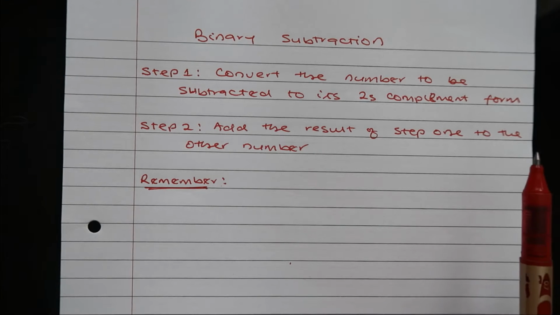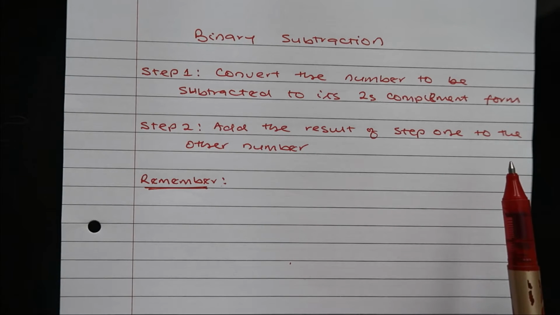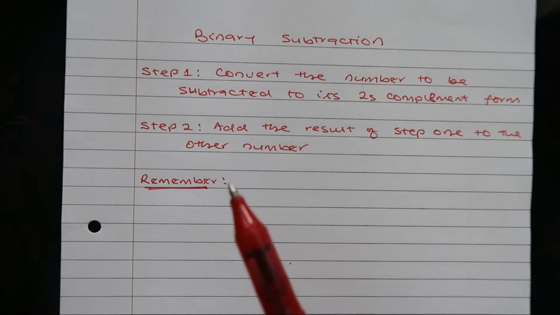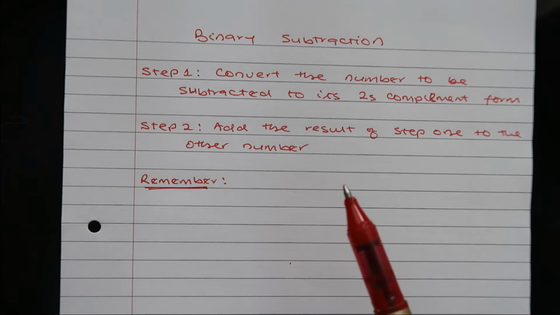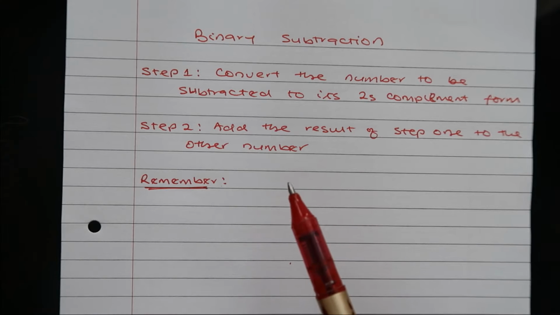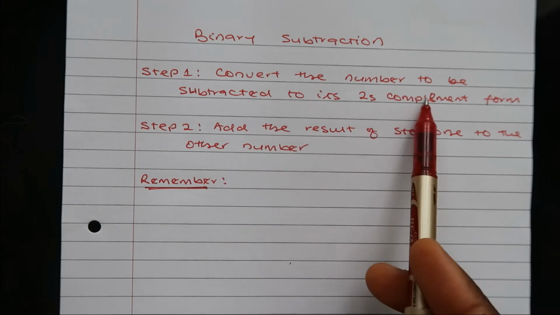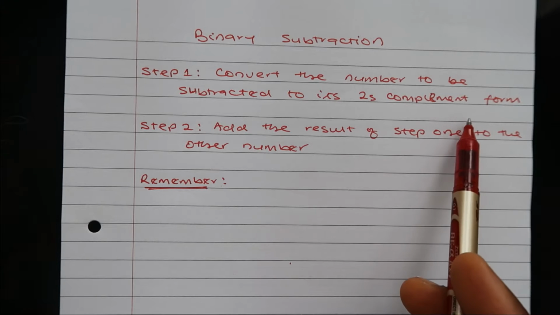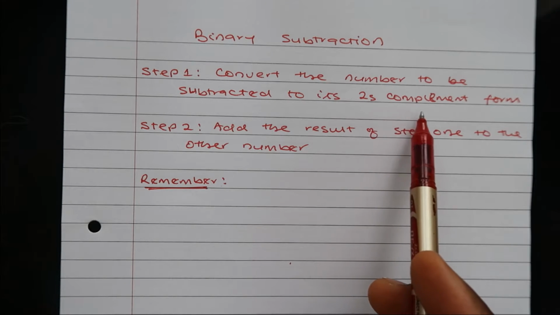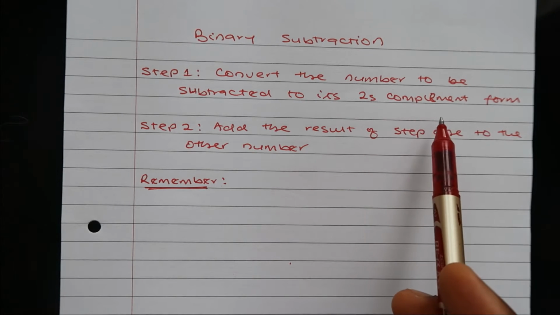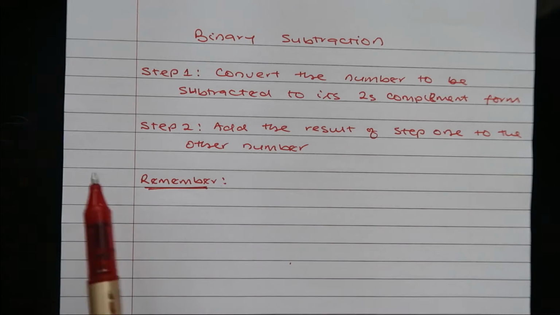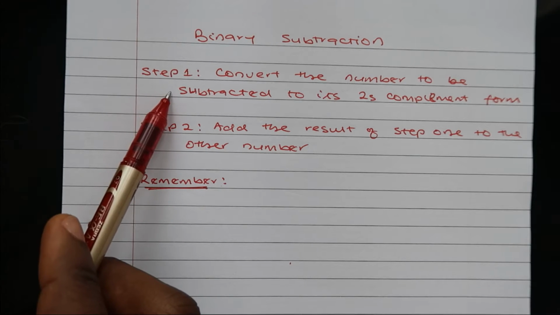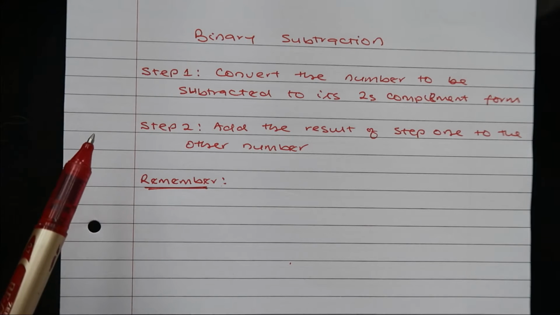Hello everyone and welcome. The focus of our lesson today is binary subtraction. I have broken this down into two key steps. The first step is you convert the number to be subtracted to its 2's complement form. We don't use sign and magnitude, we always make use of 2's complement form when we're performing arithmetic operations with binary. And then in the second step, you add the result from step 1 to the other number.